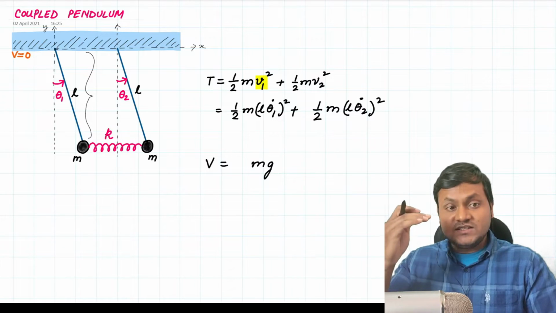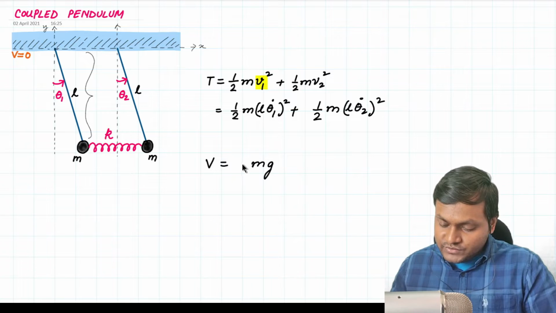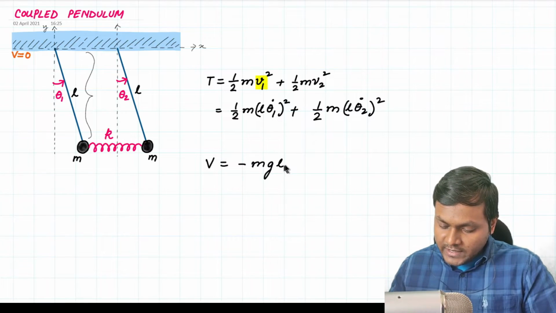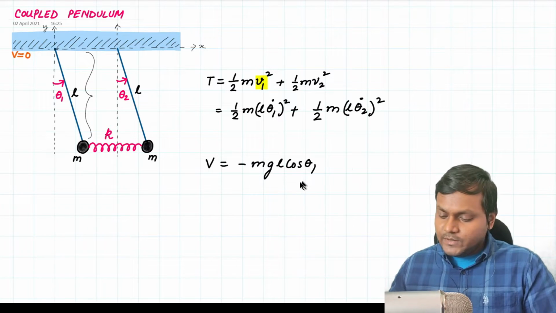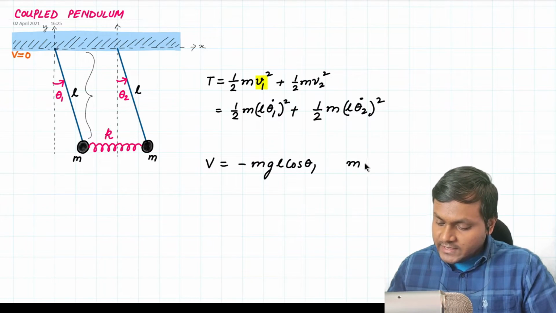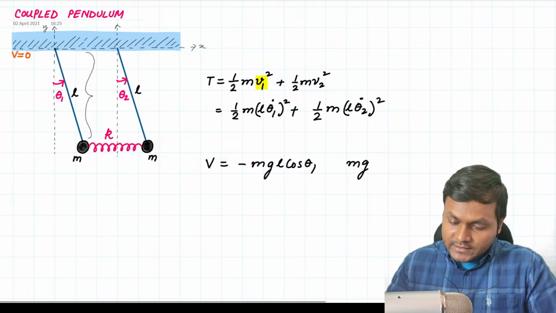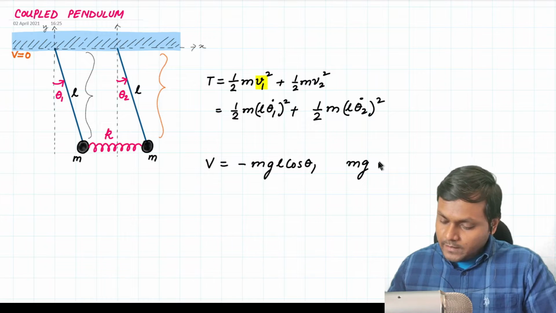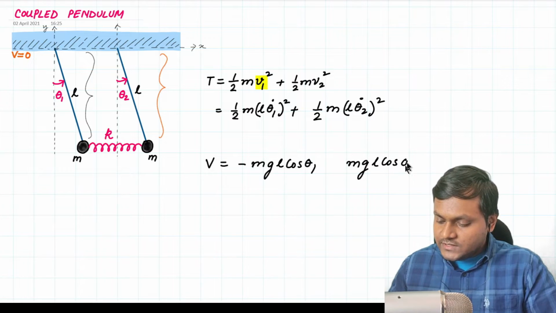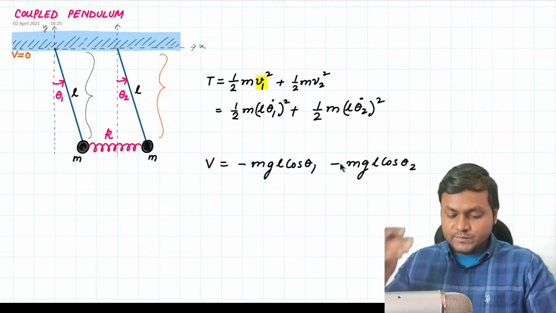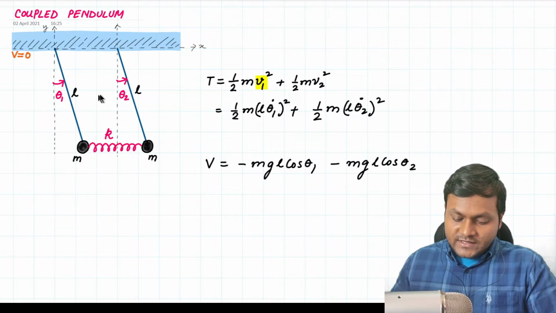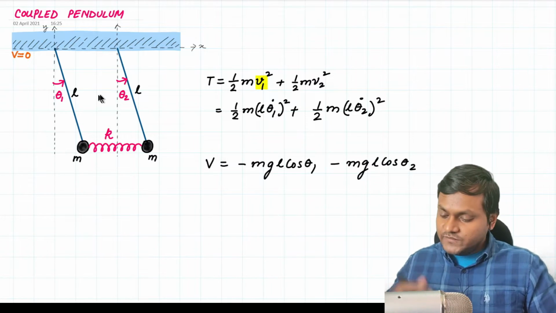Because this is below level 0, I'm going to say this is minus mg, and the height is nothing but L cos theta 1. Similarly, for the second mass, it is mg, and the instantaneous height is given by L cos theta 2, again minus because it is below the 0 potential reference. And there is also the potential energy because of the spring mass system.